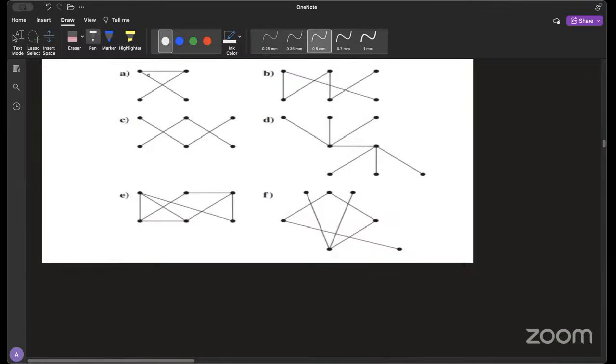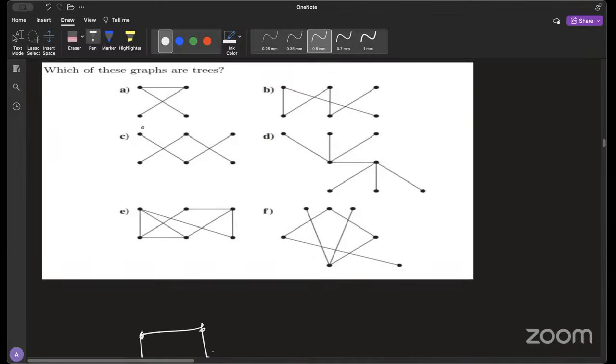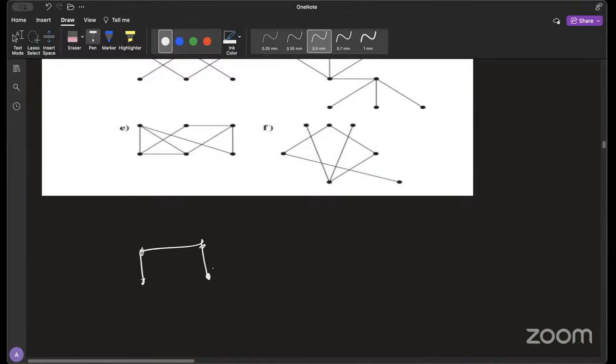You have this thing. It might look like they're crossing each other, but you can have this point here, and you can draw this one as simply this. It looks like they're crossing each other and intersecting somewhere, but it's simply this graph. And this graph is a tree, right?